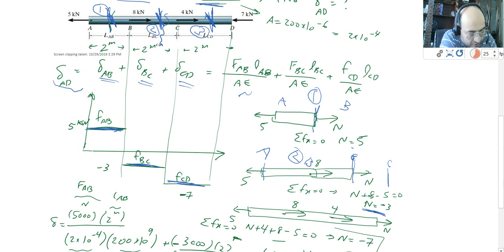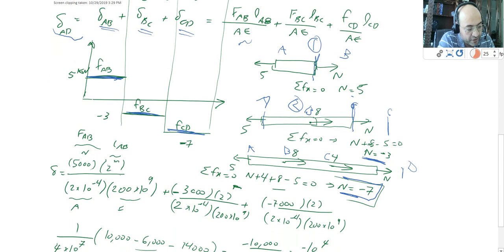On the third cut, here is A, here is B, here is C. I'm cutting somewhere between C and D, right? D would be somewhere here. Now you write the equation again, you're going to get N is equal to minus 7. So I calculated the force along these different sections: Section 1, Section 2, and Section 3.